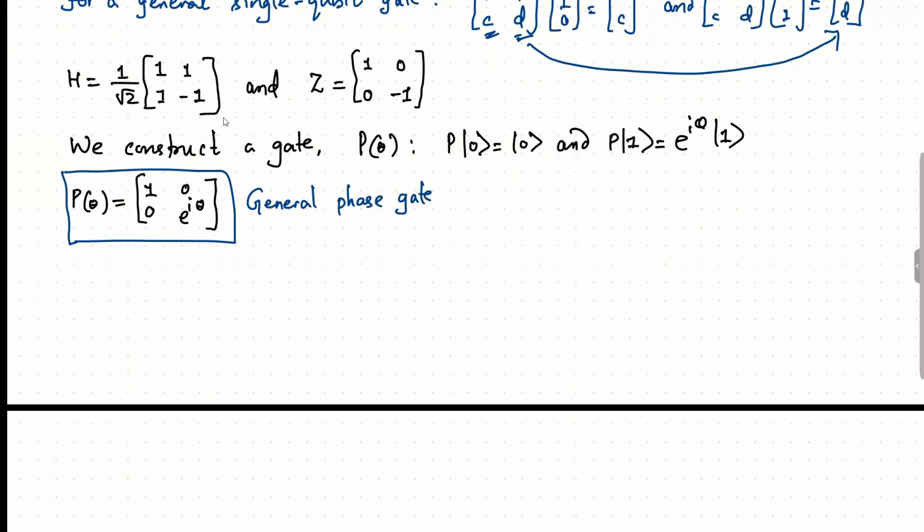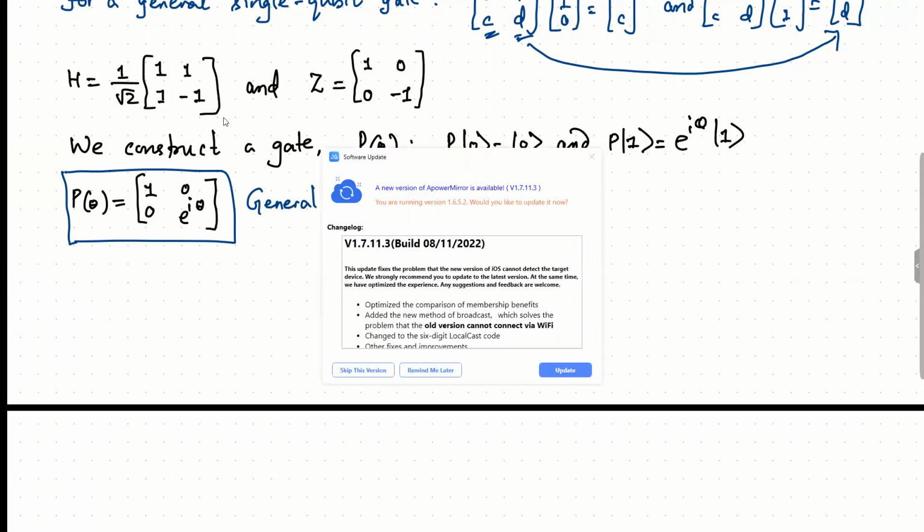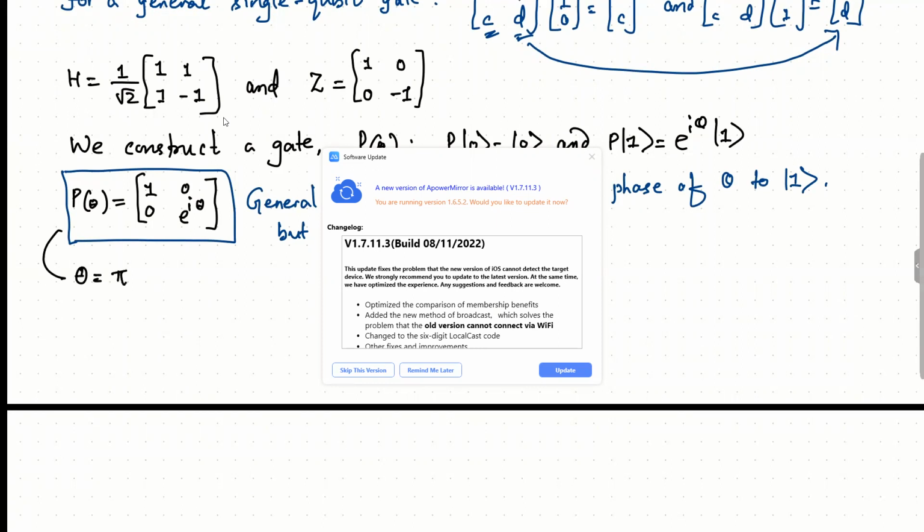Phase gate that applies a phase of theta to state 1, but does nothing to 0. And it can have special cases. So for theta equals pi, we have already seen that P becomes Z. We get the Z gate.